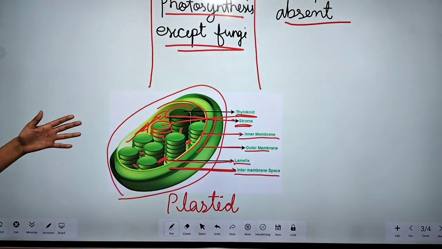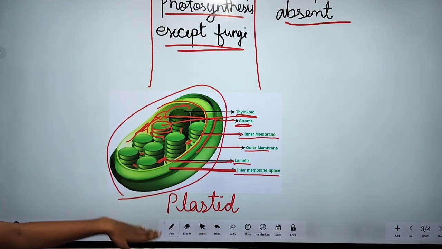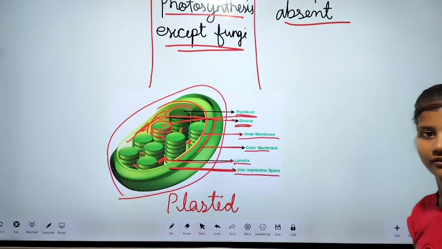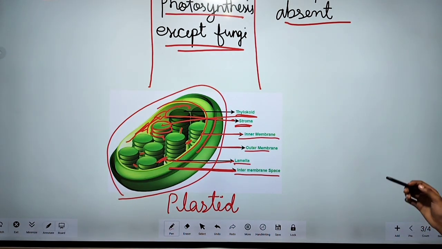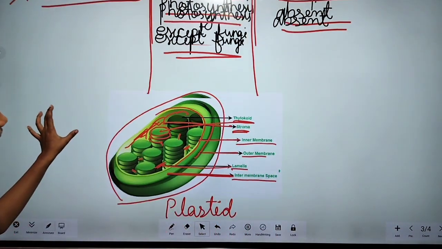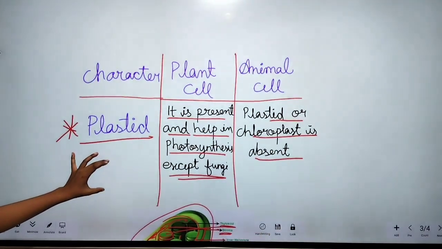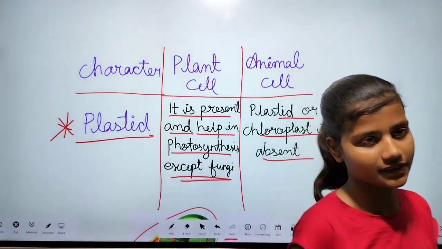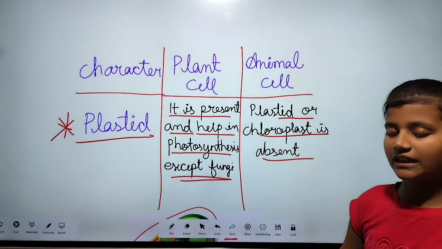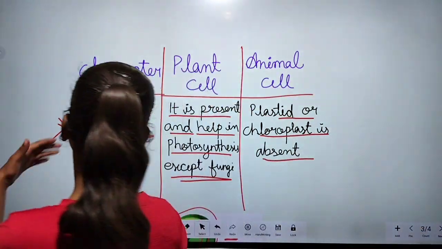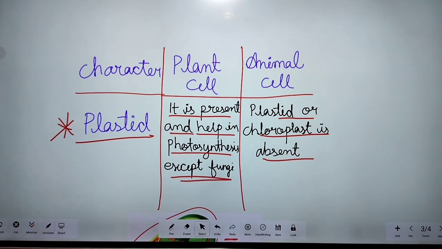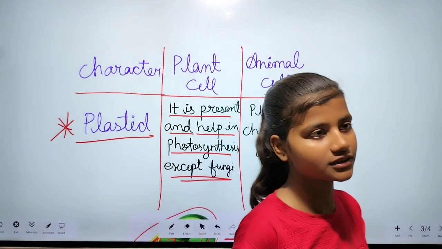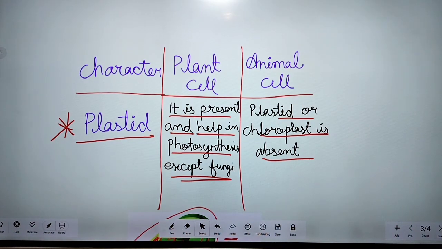Okay, so we will read the details of plastid in the next lecture. So in a plant cell plastid is present, but in animal cell plastid is absent. Plastid helps plant cell to do photosynthesis, because in plant cell photosynthesis occurs, so that's why plastid helps in photosynthesis. Okay, so this is our second character. Now move to our third character.